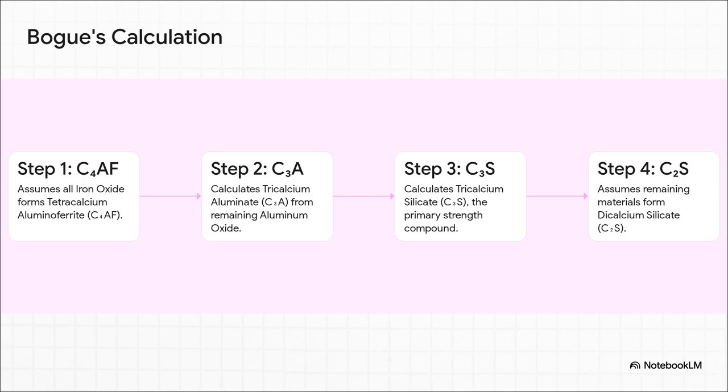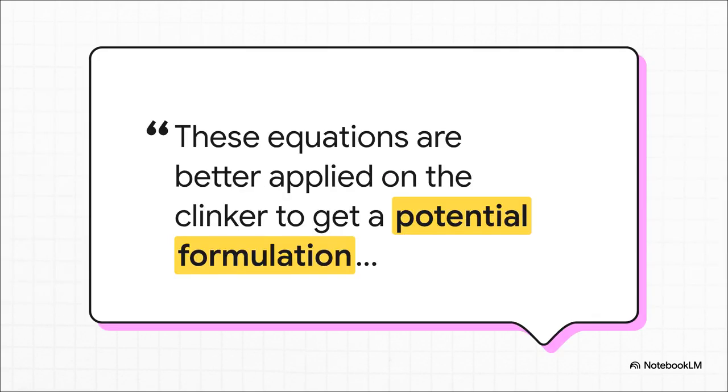The logic behind Bogue's equations is really a step-by-step process. First, it just assumes all the iron goes to form one compound, C4AF. Okay. Then it uses whatever aluminum is left over to calculate the next compound, C3A. And it just keeps going down the line like this until all the starting ingredients are accounted for in these new, predicted compounds. But here's the thing. Even the scientists admit this is just an estimate. As this quote tells us, it's a way to get a potential formula. It's a really useful starting point for sure, but it kind of hints that the real story is a bit more complicated. Because let's be honest, the real world rarely behaves as perfectly as a clean set of equations.